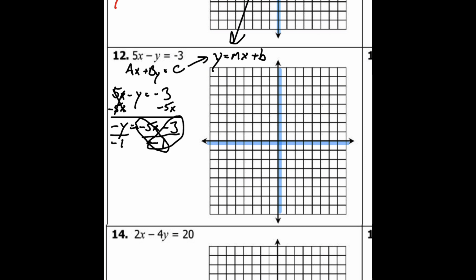So on the left side, my negatives cancel. I'm just left with y equals. Negative 5 divided by negative 1 is a positive 5x. Negative 3 divided by negative 1 is a positive 3. My slope is 5. My y-intercept is plus 3. Remember, when I'm doing my slope, if I have just a number, I'm always going to put that over 1.